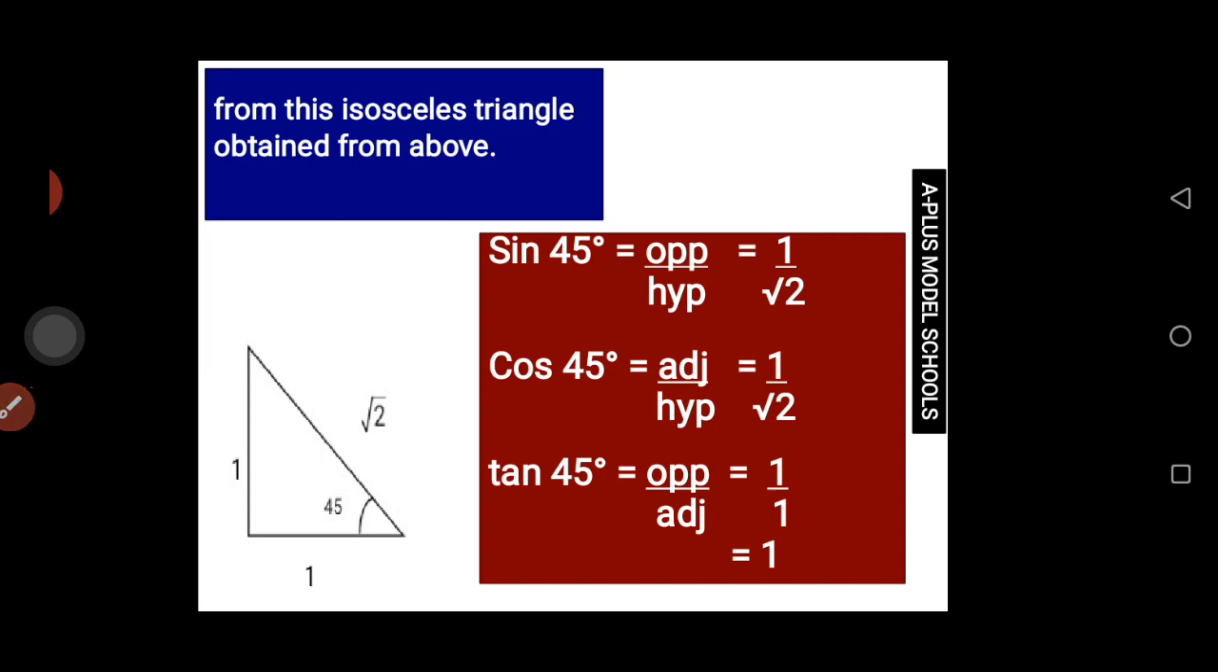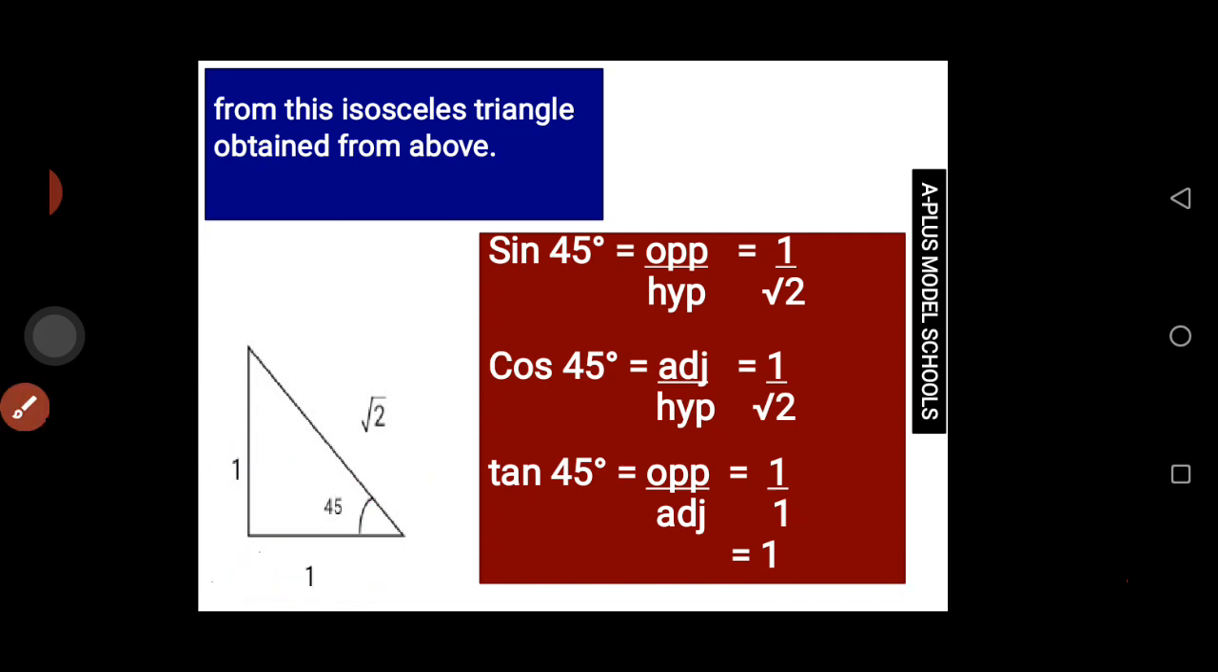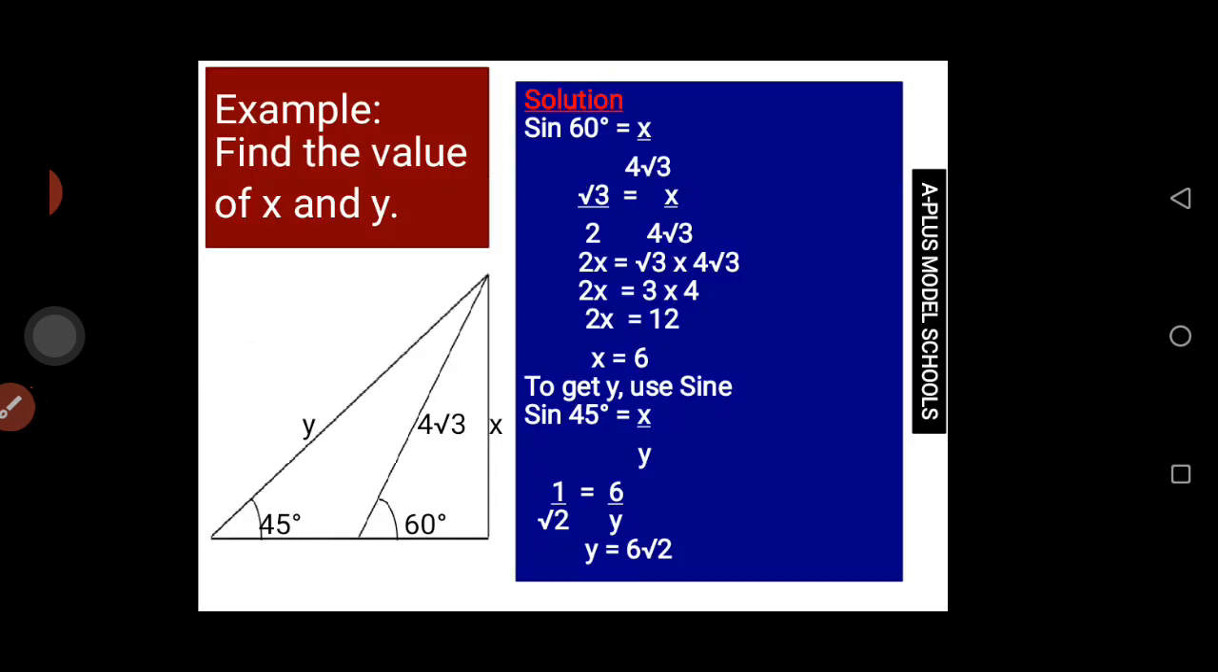And if I'm to take cos 45 degrees, that will be adjacent over hypotenuse. If this is the opposite side, so this will be my adjacent, which is 1 over root 2. You can see that sine 45 and cos 45 are giving us the same value. Why? Because they are complementary angles. And tan 45 degrees will give us opposite over adjacent, which is 1 over 1, which will give us 1. So let's just look at 1 or 2 examples under this.